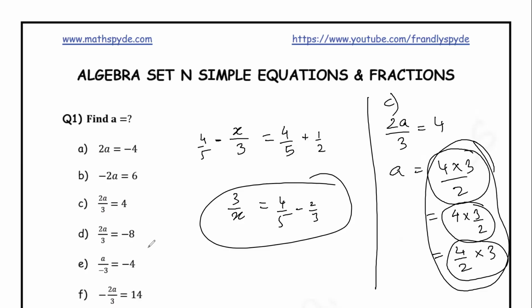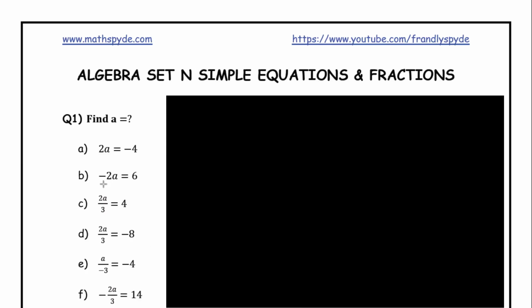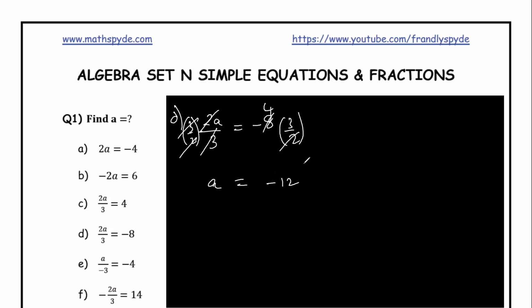Right. D. 2a over 3 is equal to negative 8. So multiply 3 over 2 on both sides. Right. And so 3 and 3 go, 2 and 2 go, left with a. And 2 will go into 8 4 times. Minus 4 into 3 is minus 12. Got it?